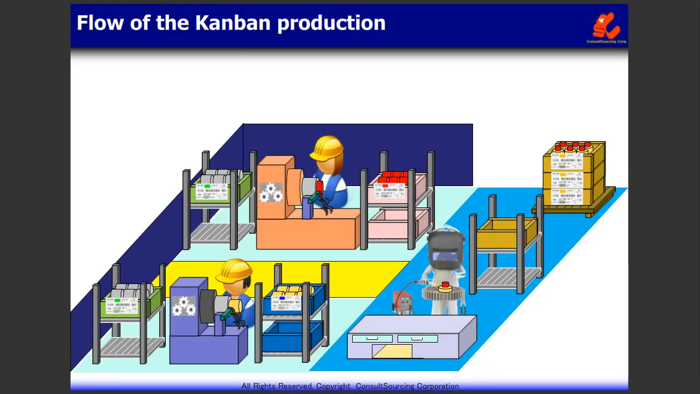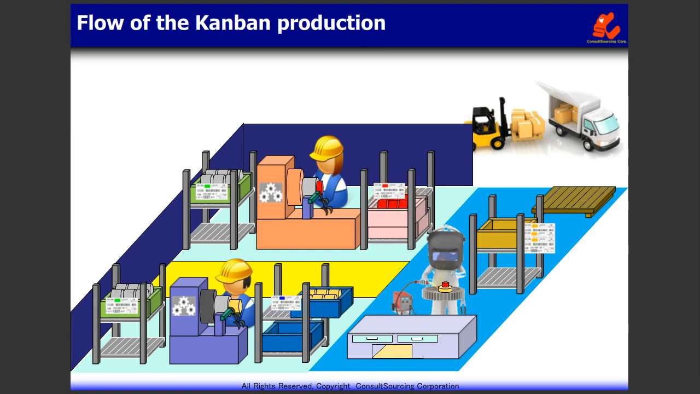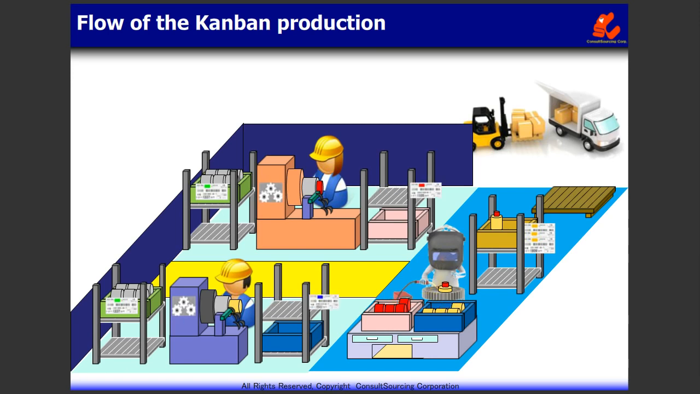Now, let's find out the flow of the Kanban production. Products are shipped based on the orders that have been received. The Kanban of products that have been shipped are handed down to the previous process in the welding assembly line. Based on the information on the Kanban, parts required for assembly are picked up from the previous process and assembly is carried out. In the previous processing line, the Kanban of the parts which has just been picked up now becomes an instruction order for processing.